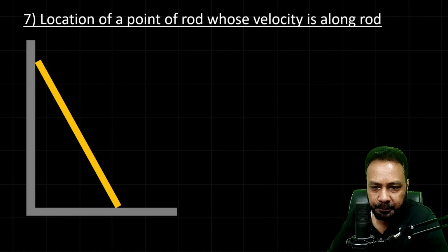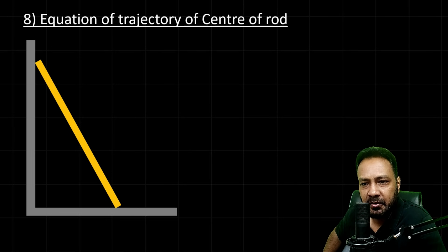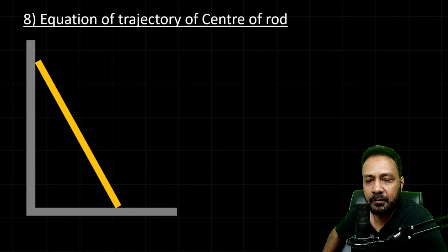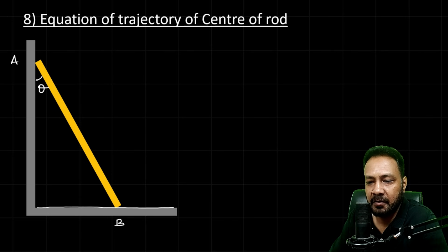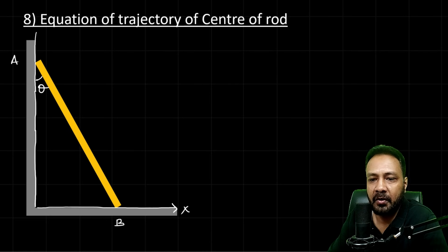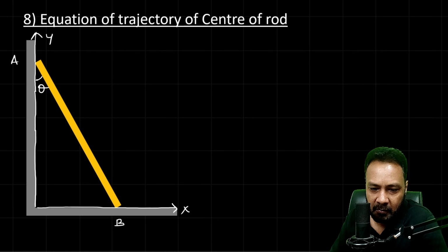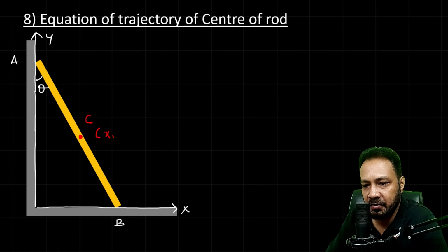7 part done. Now, location of, oh, that was the same thing, we solved it. Equation of trajectory of the center of the rod, when the rod makes angle theta from vertical. Once again, for the equation of trajectory, my coordinate axes are like this: x-axis along the floor, y-axis along the wall, and origin is the point of their intersection. So here C is the center. Its coordinate is x comma y.